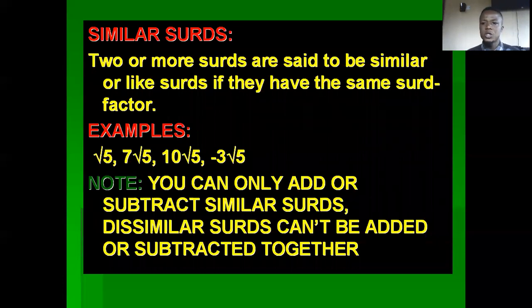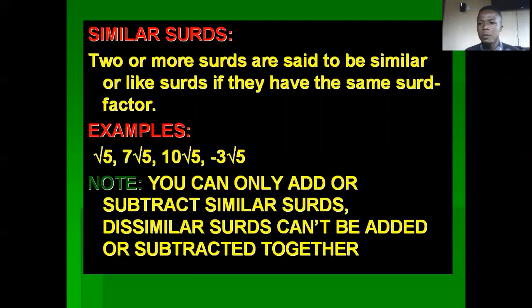Okay, before we get into so many calculations for today's lesson, I want you to understand what we mean by similar surds. When the word similar surds is mentioned, you should know that two surds are said to be similar or like if they have the same surd factor. What do I mean by same surd factor?